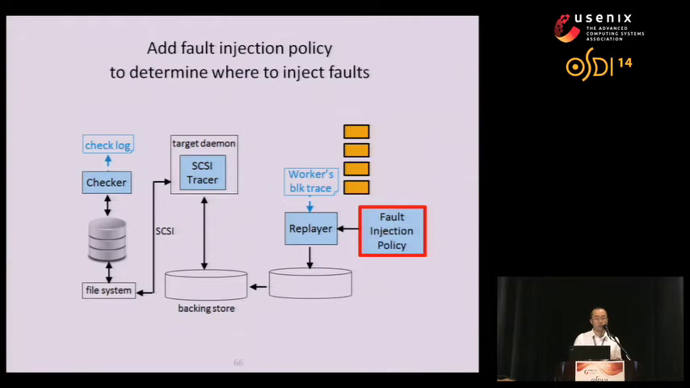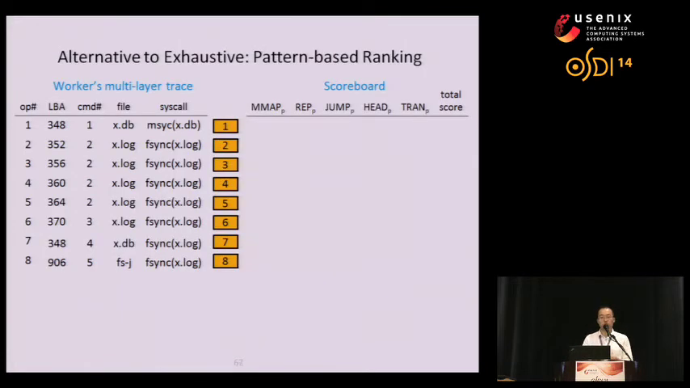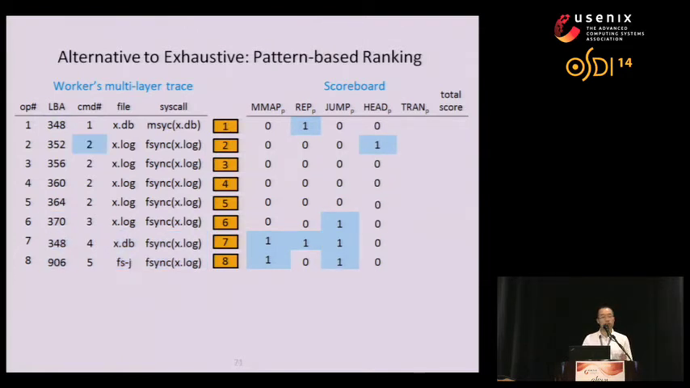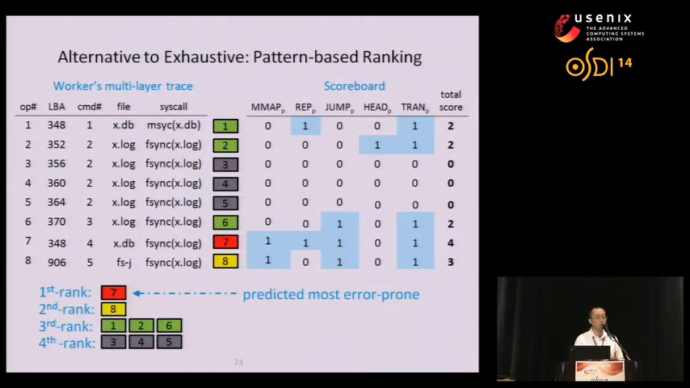After discovering the 5 special patterns, we add a fault injection policy component to determine where to inject faults. Given a worker's trace with detailed context information, we check each operation to see how many patterns it matches, and assign 1 point to the operation whenever it matches a pattern. For example, both operation number 7 and number 8 match the mmap pattern, so we assign 1 point to each of them. Similarly, we check with other patterns and assign 1 point to an operation whenever it matches a pattern.